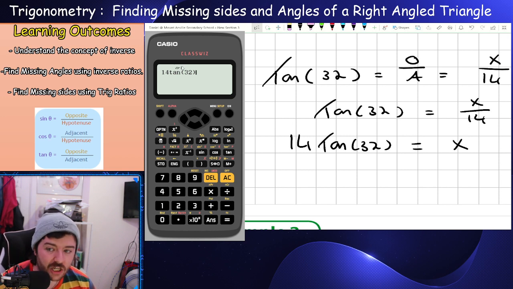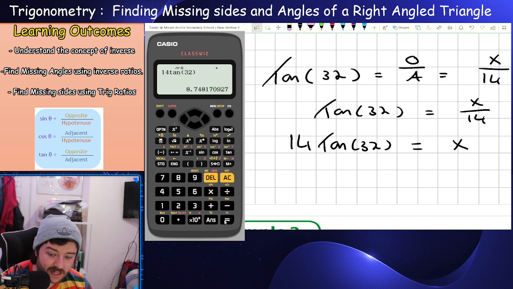Just make sure what you see up here is D, as in degrees, because I'm working in degrees. If that's not the case, reset your calculator by doing shift 9 for the Casio calculator and then just reset it. But anyway, I'm in degree mode, so that is A-OK. So I have 14 tan 32, put in my calculator, click equals.